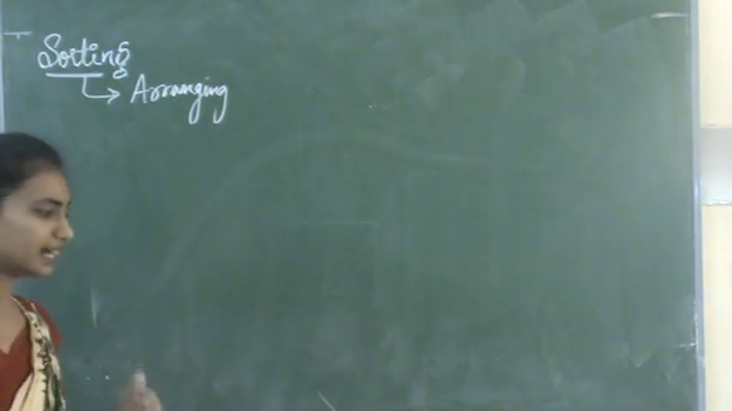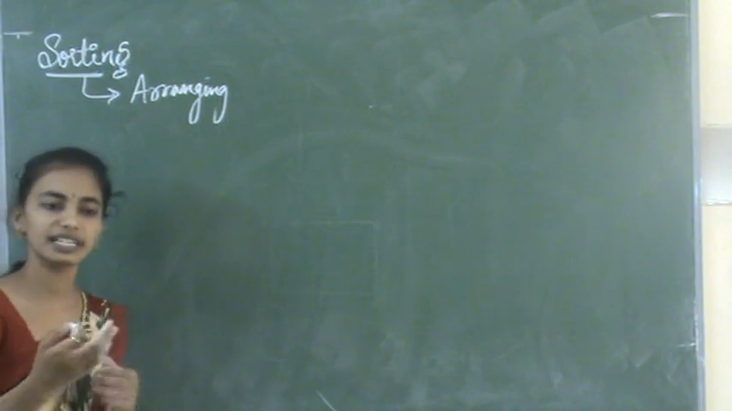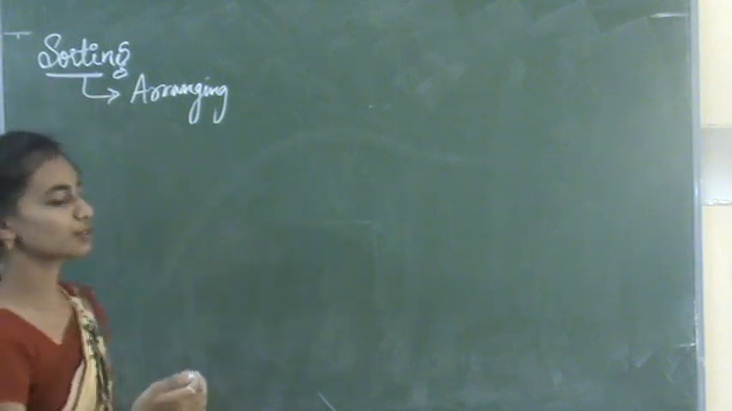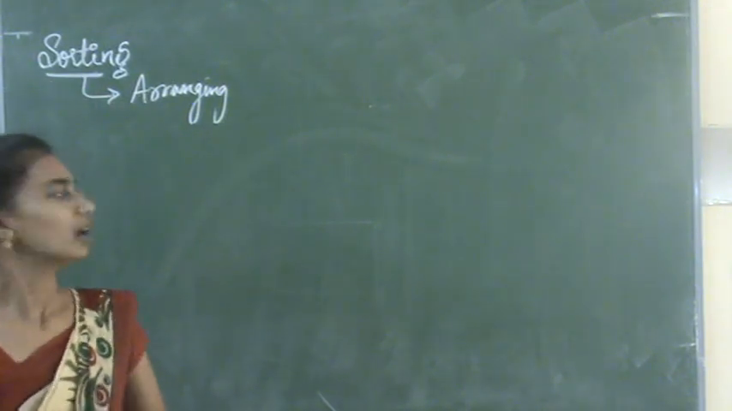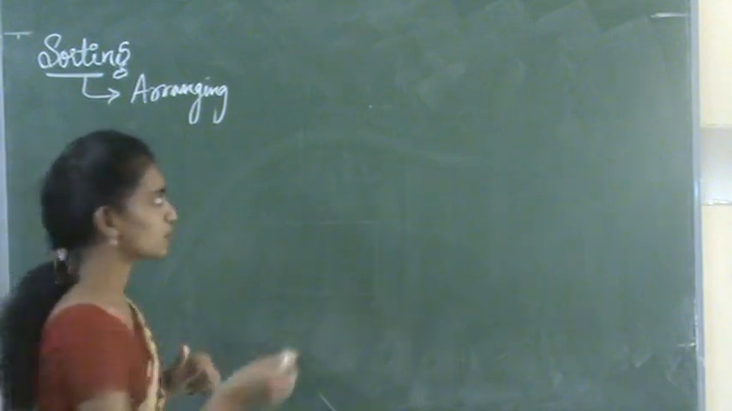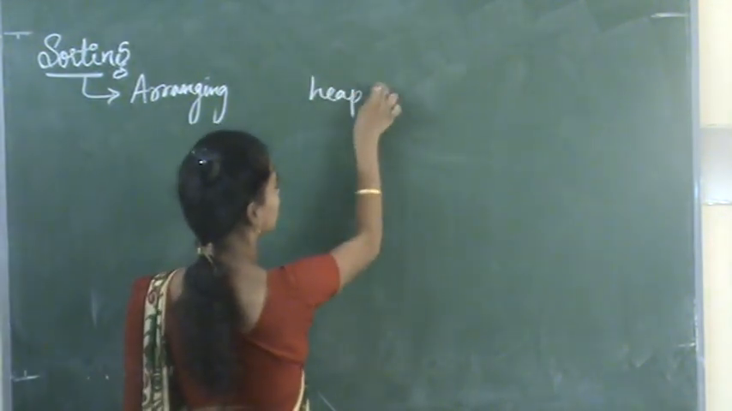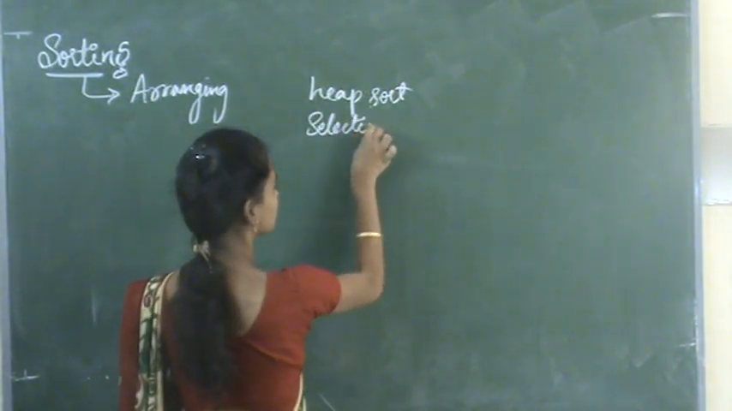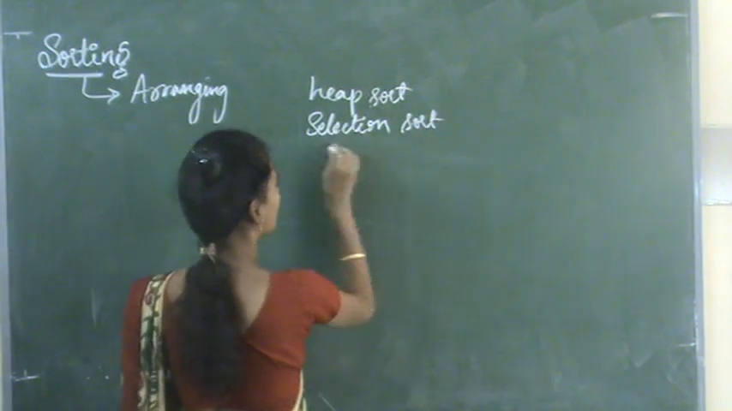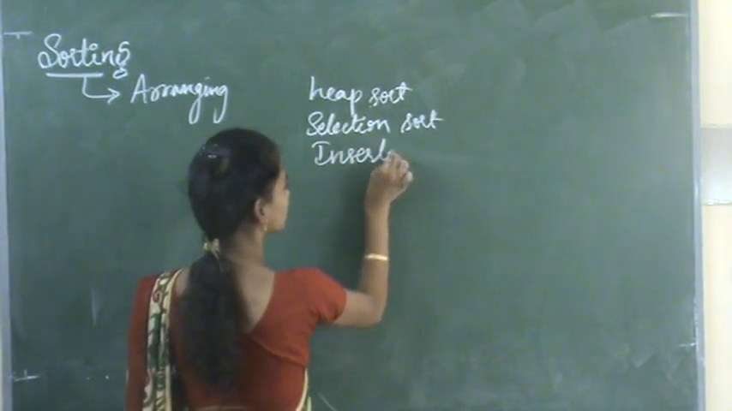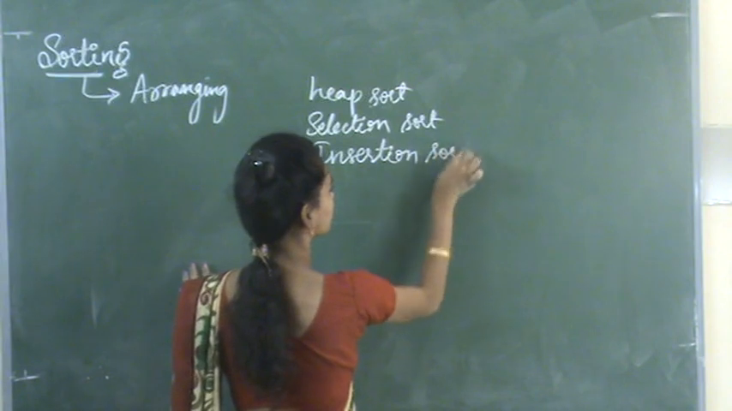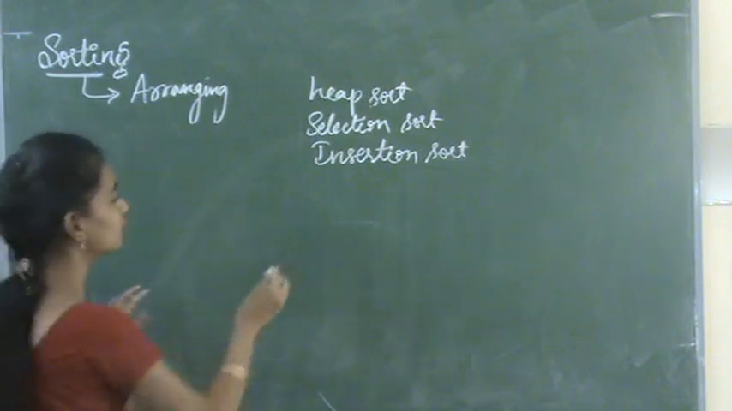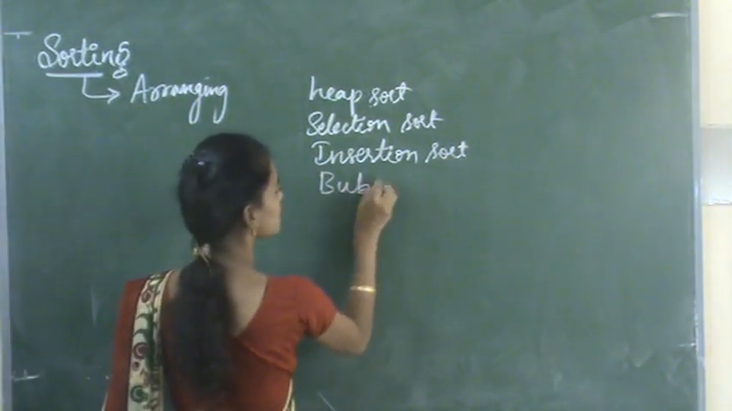We have different algorithms for searching. We studied linear search and binary search. Likewise, for sorting also we have different algorithms. For sorting we have heap sort, selection sort, insertion sort, and then we have bubble sort. In first PUC you studied bubble sort, right?